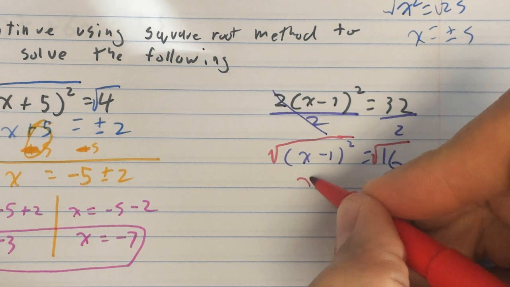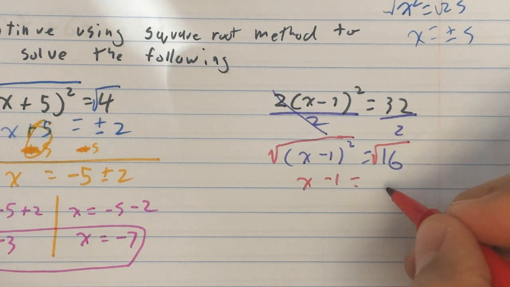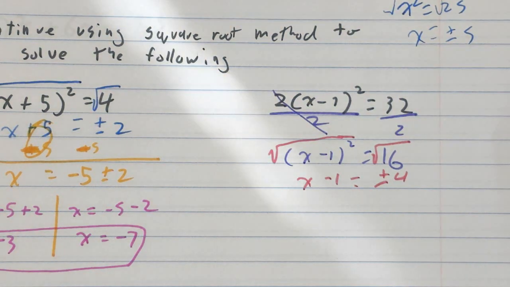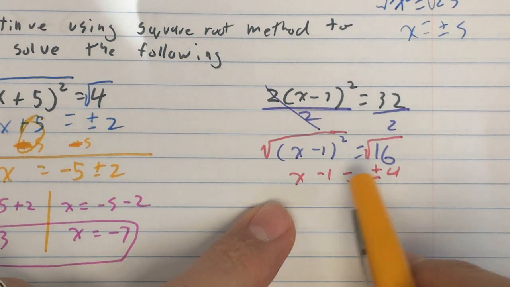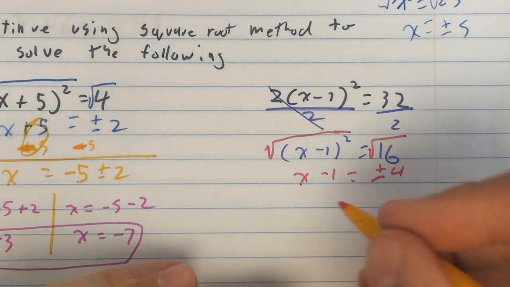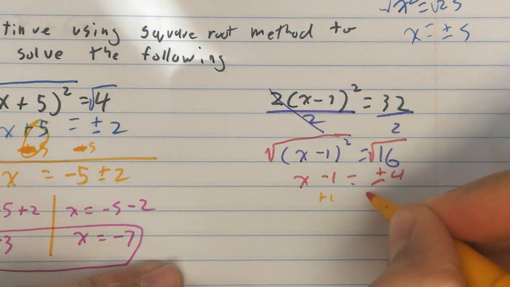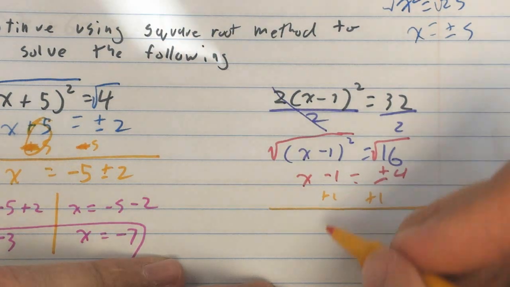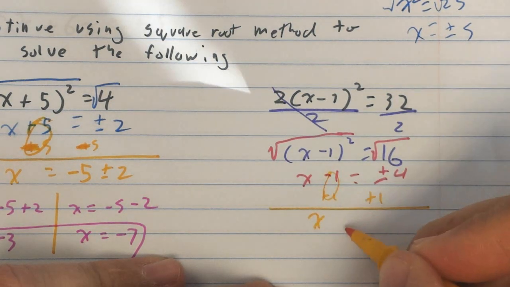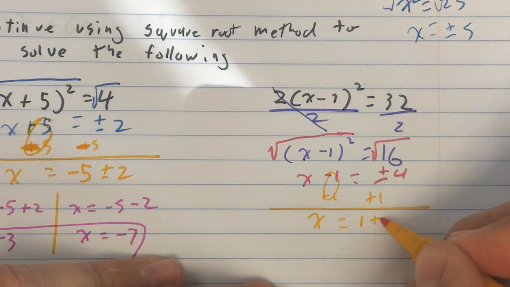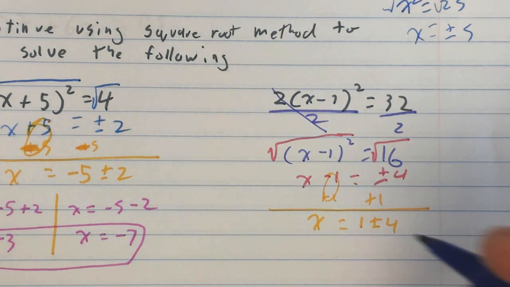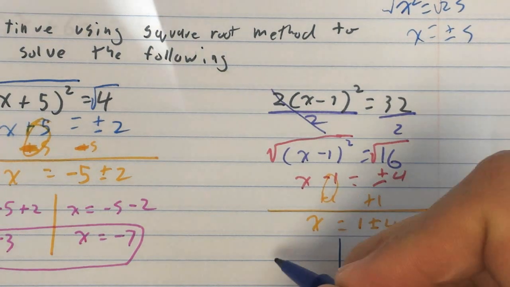The square root cancels that, where I'm left with x minus 1. Square root of 16 is plus or minus 4. Now I have x minus 1 is equal to plus or minus 4, so I'm going to say add 1 to both sides. Again, I'm going to put this in front of the plus or minus part. So I have x, this goes to 0, I have 1 plus or minus 4, and the last thing I want to do is separate that into two problems.